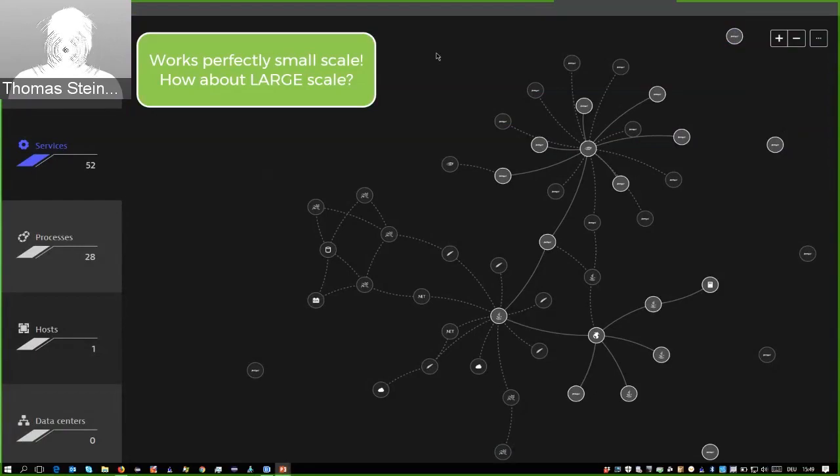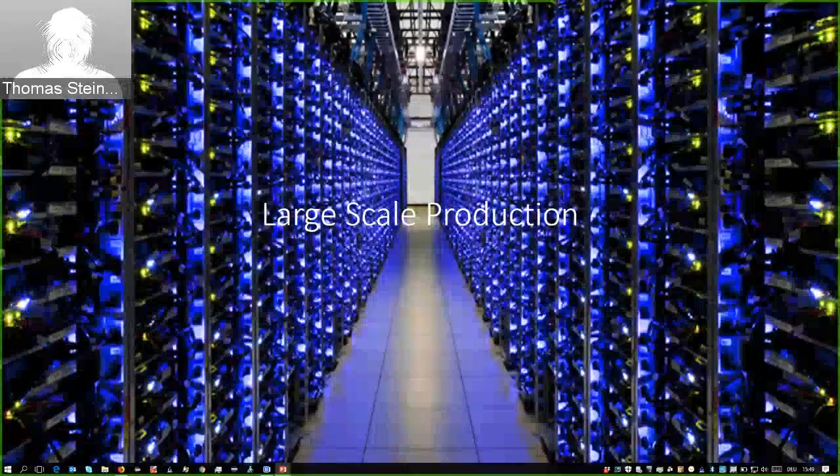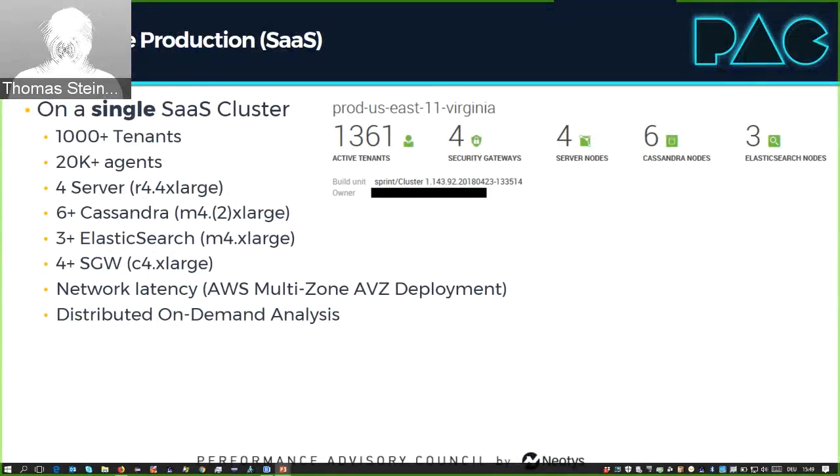So how about large-scale production? If we have a look at a single SaaS cluster here, hosted in AWS, and a single one means we currently have around 20. So this is one of them. We have a few machines here per component. So we have, for instance, 4 security gateways as some kind of entry point for our agents running at the customer. 4 server nodes processing the data and the database backend for different purposes. So Cassandra and Elastic also distributed among different nodes here.